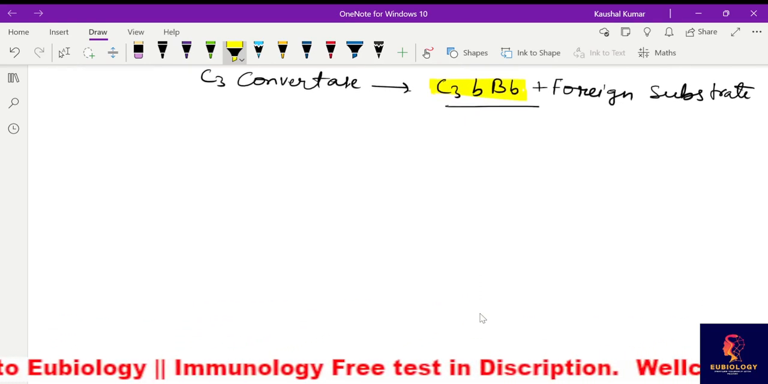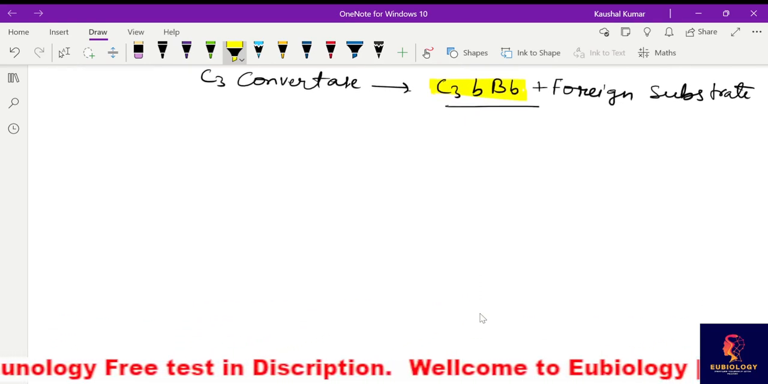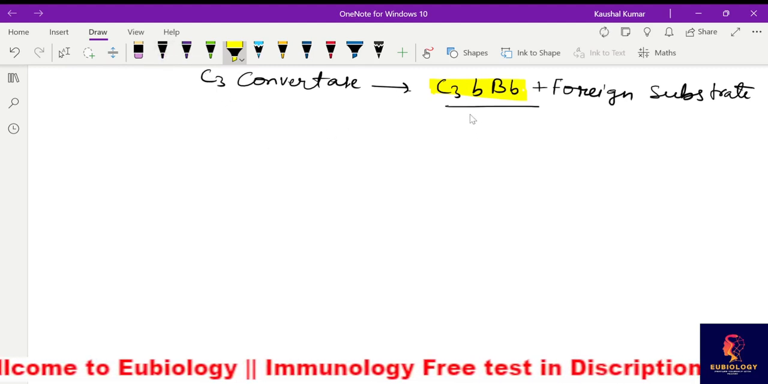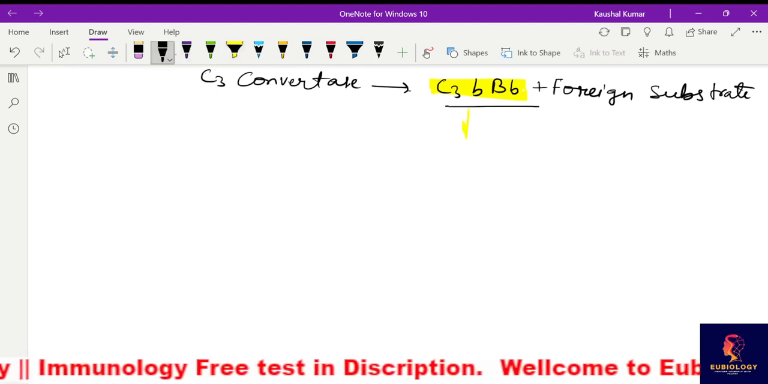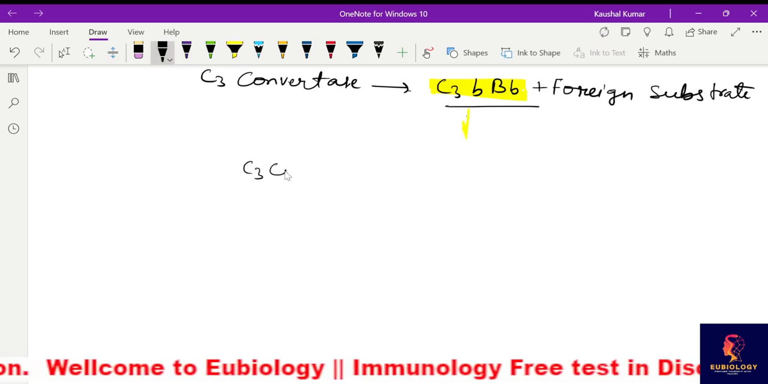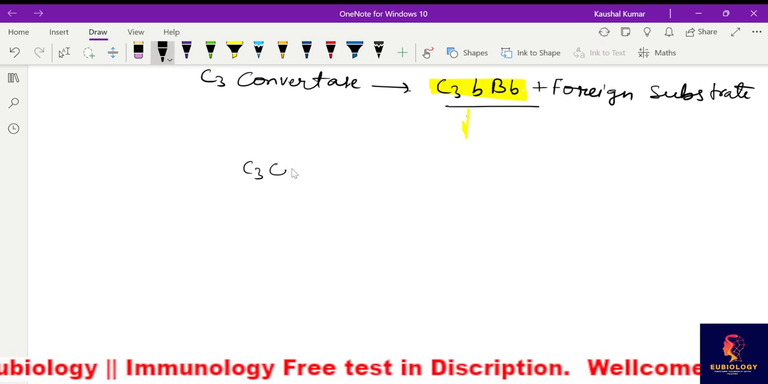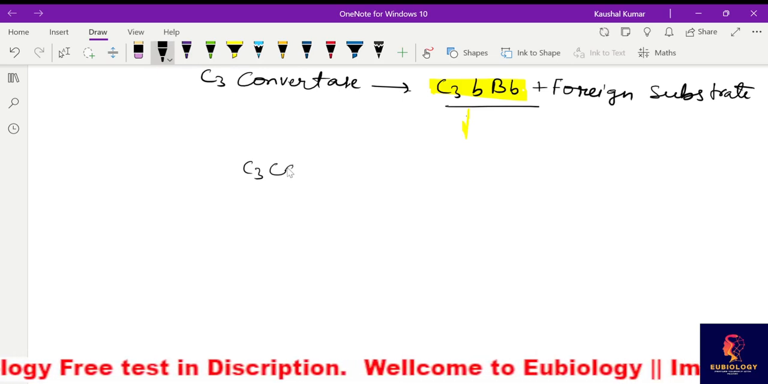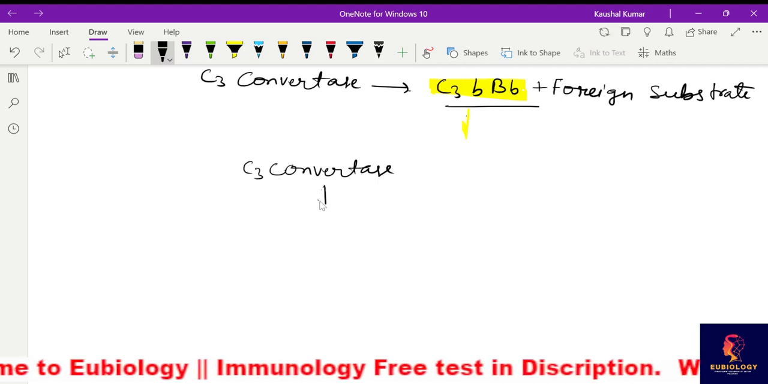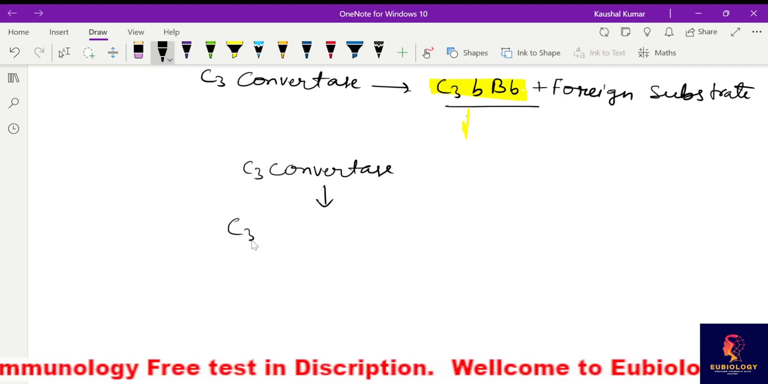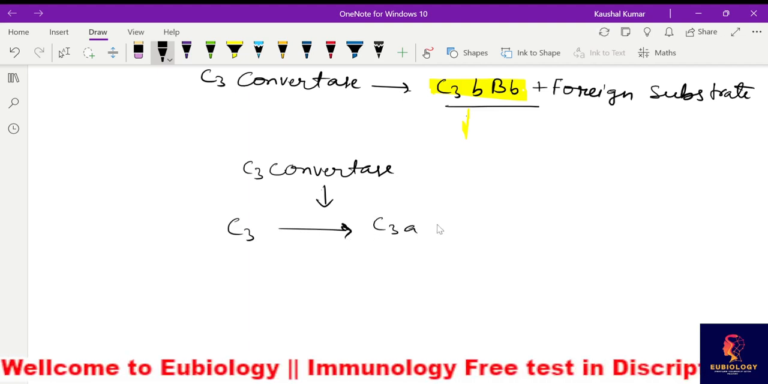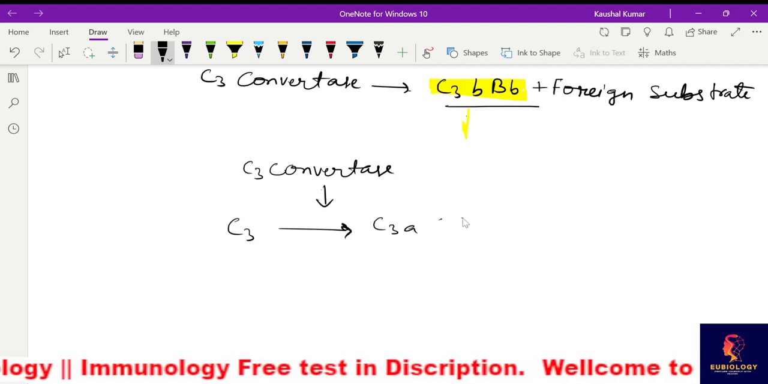So this C3 convertase, whether you found it from the lectin pathway, the classical pathway, or the alternative pathway, will work on the C3 protein, the C3 molecule, and it will form C3A and C3B.